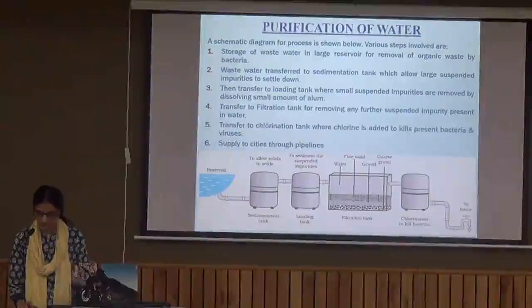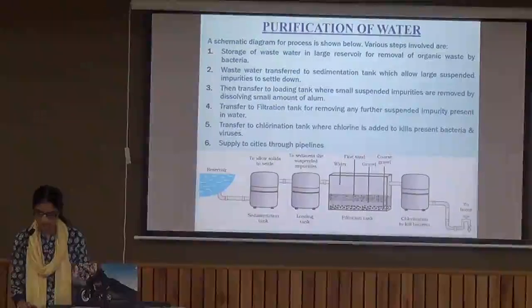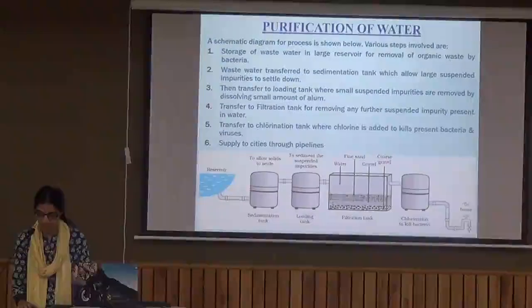Then we transfer this water for further sterilization. That was the physical removal of impurities. But the impurities removed in the chlorination tank are removed by chemical action. That is, we introduce chlorine in this chlorination tank, which kills the bacteria and viruses present in water and thereby sterilizes it. Then we supply this water to cities through pipelines. So this water is both sterilized and free from physical impurities.